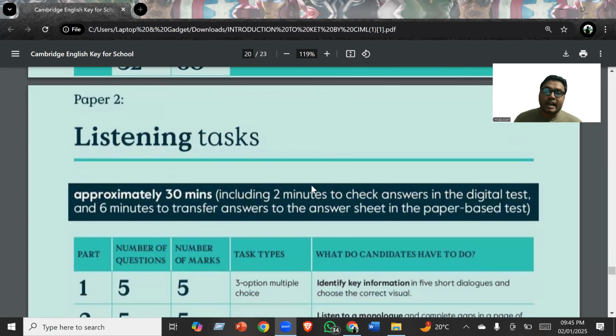Now, coming to the listening test, you will get approximately 30 minutes, including 2 minutes to check answers in the digital test. You have to understand, not excluding, that means including 2 minutes. And 6 minutes to transfer answers to the answer sheet in the paper-based test.